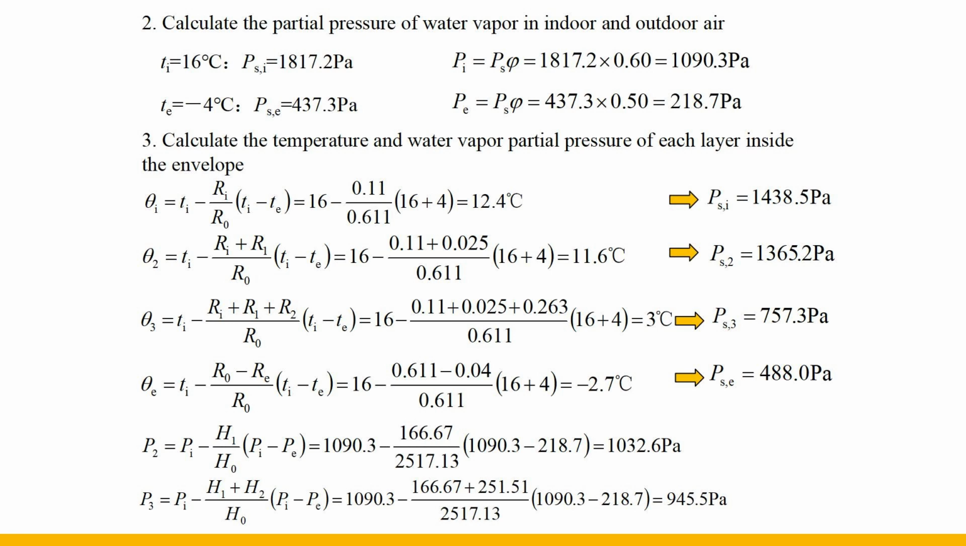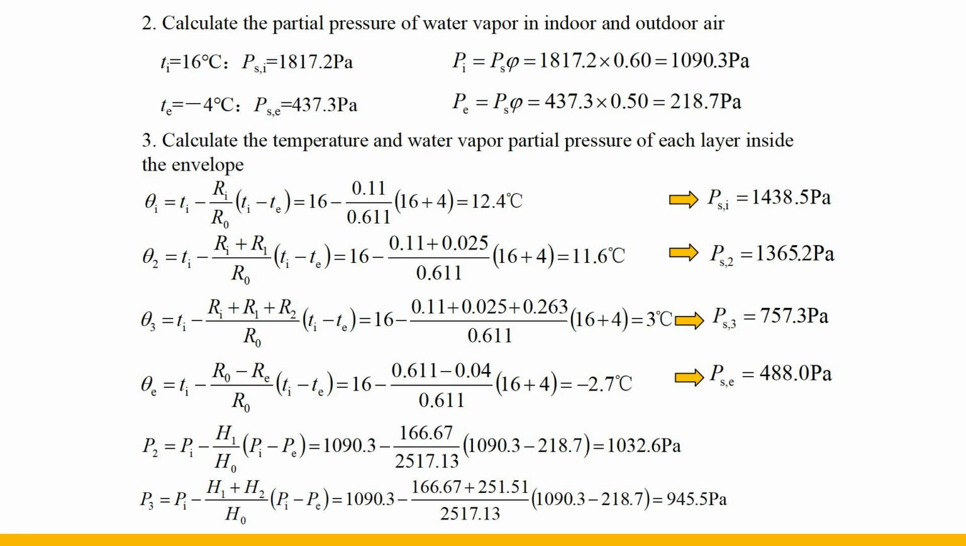The second step calculates the water vapor partial pressure of the indoor and outdoor air. According to the room temperature of 16 centigrade, the saturated water vapor partial pressure is 1817.2 Pascal, multiplied by the indoor relative humidity of 60%, and the actual water vapor partial pressure is 1080.3 Pascal. According to the outdoor temperature of -4 centigrade, the saturated water vapor partial pressure is 437.3 Pascal, and the actual water vapor partial pressure is 218.7 Pascal, by multiplying by the outdoor relative humidity of 50%.